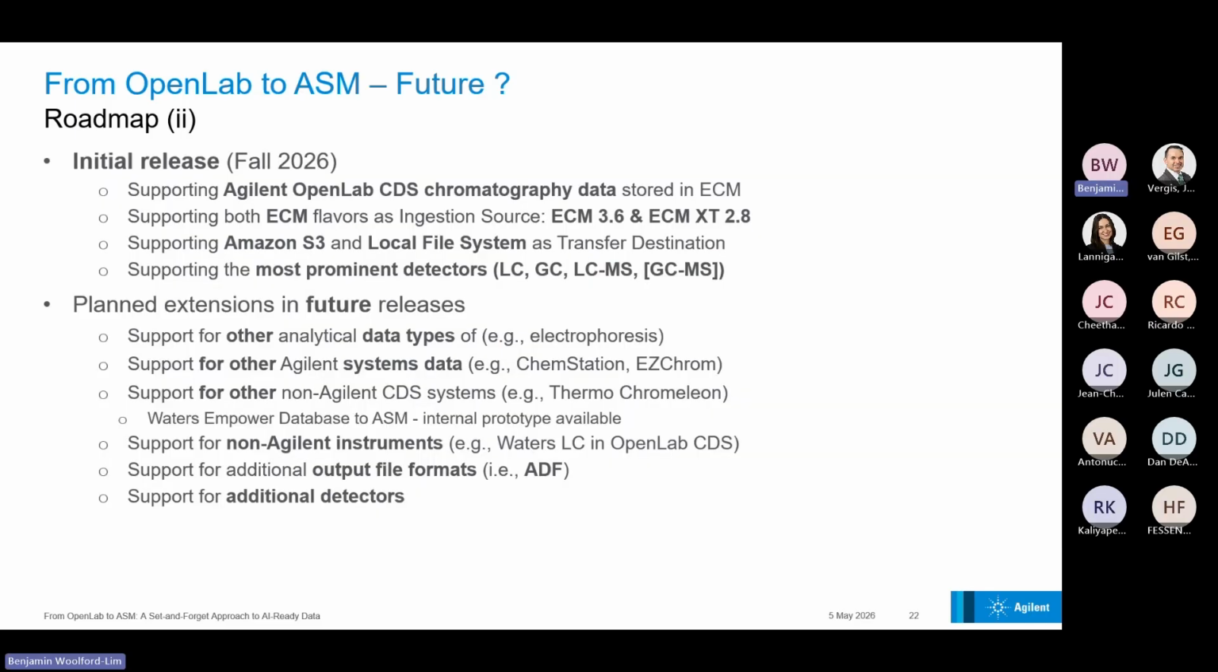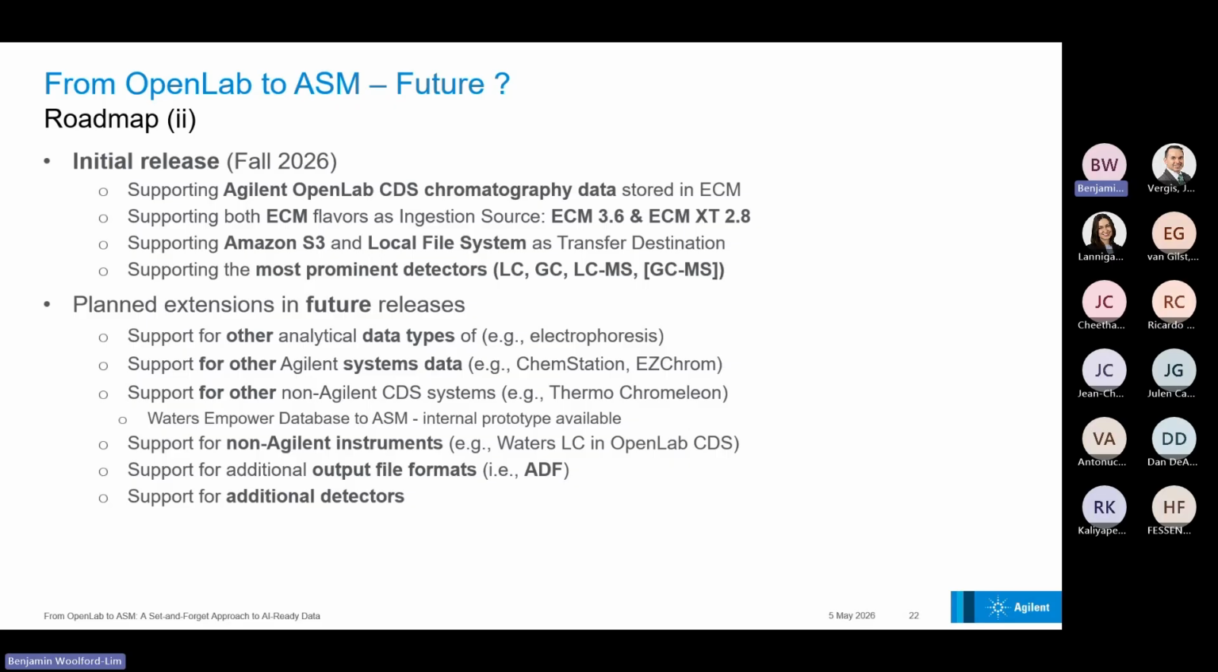And then a final slide for me on the roadmap. We plan an initial release in fall 26, so that's close after the summer. We plan to release this product. We'll support OpenLab CDS chromatography data stored in ECM, ECM 3.6, so the legacy ECM, and the new one. And as initial storage destination, Amazon S3 and a local file system. And support for LC, GC, LC-MS, and likely GC-MS.